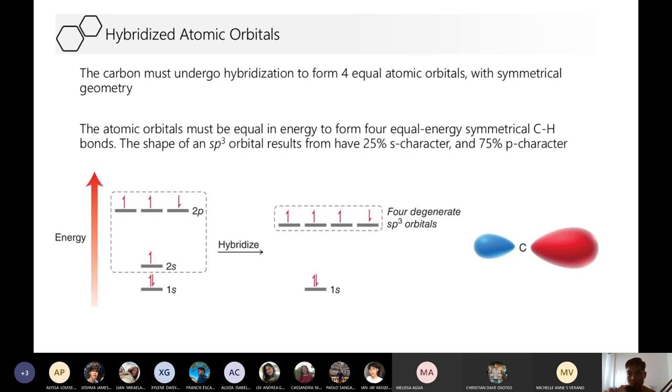So, after promoting the electron from 2s to 2p, ang ginagawa ni carbon is ini-equalize niya yung electrons sa second energy level niya. So, pinagpapantay-pantay niya yon, creating the four degenerate sp3 orbitals. So, pinagsasama-sama na niya yung identity ng s and p orbitals. No? So, makakagawa siya ng four single bonds. No? Four degenerate sp3 orbitals. No?